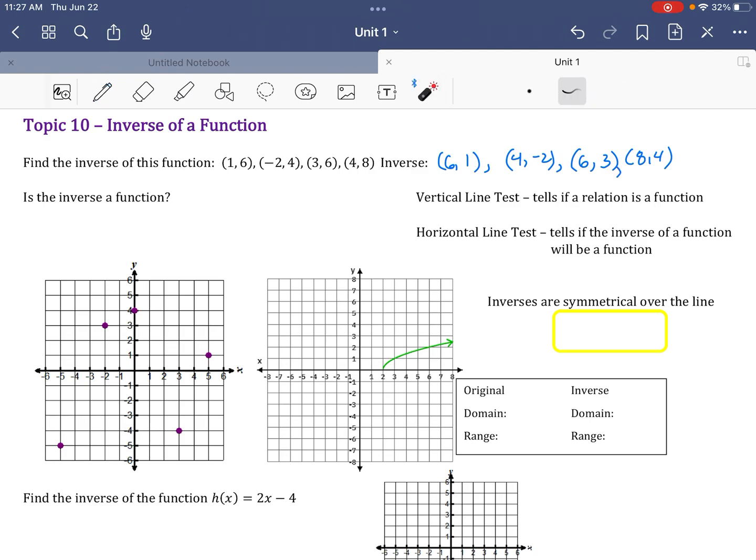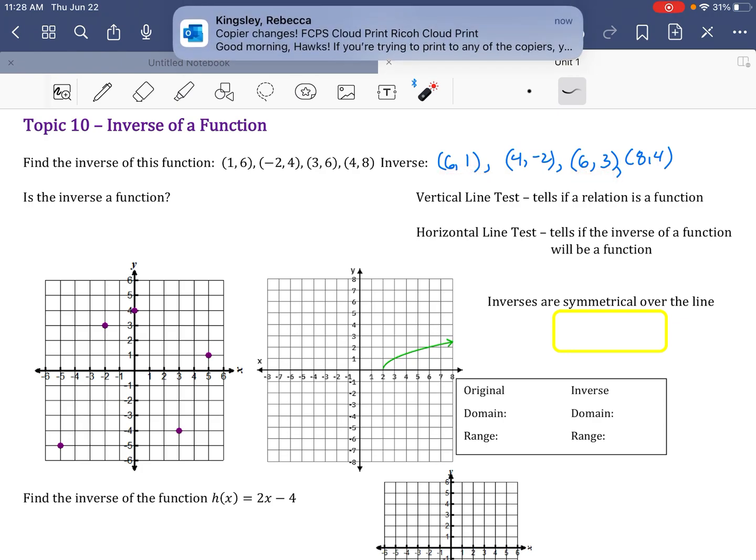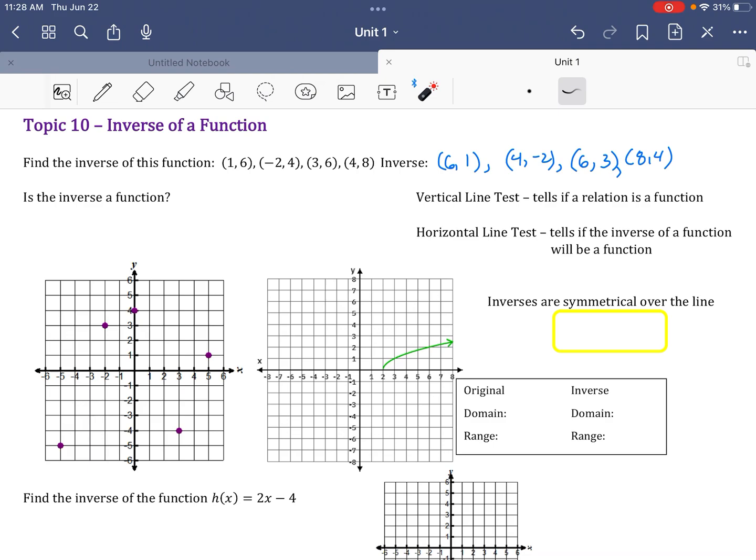Now, look at this inverse. Is it a function? Here are my x values. Look right here and right here. 6 goes to 1, and then 6 goes to 3. How can that be? You can't say that one input gives you two different outputs. Like, you can't ask your mom and dad the same question and expect two different answers, right? They might, but you're not supposed to. All right, so is this inverse a function?